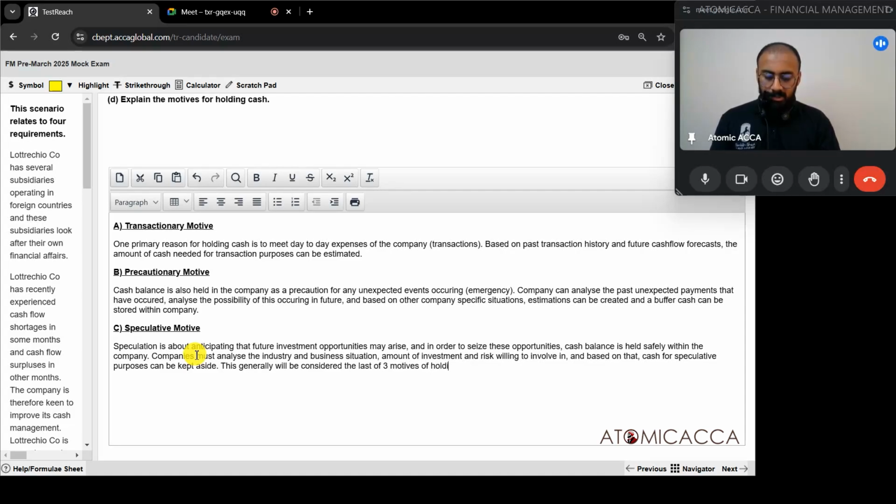of holding cash, because first you have to remain liquid and you have to be conservative. Your company should be in a stable position. So transactions you have to meet, emergency situations you have to meet, then only you will think about growing money more by investing somewhere. So speculative motive will become the last of all these three motives. Transactionary and precautionary is more important.